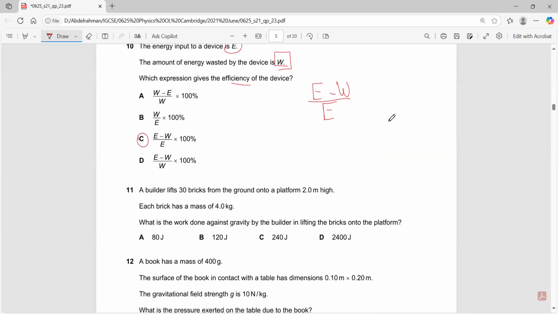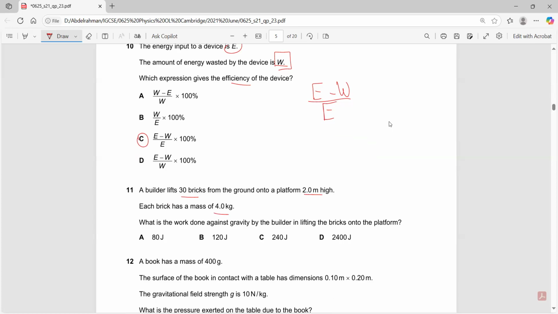A builder lifts 30 bricks from the ground onto a platform 2 meters high. Each brick has a mass of 4 kilograms. What is the work done against gravity by the builder in lifting? Can I find the work done? Yes, I can. You have 30 bricks, 2 meters high. Each brick is 4 kilograms.